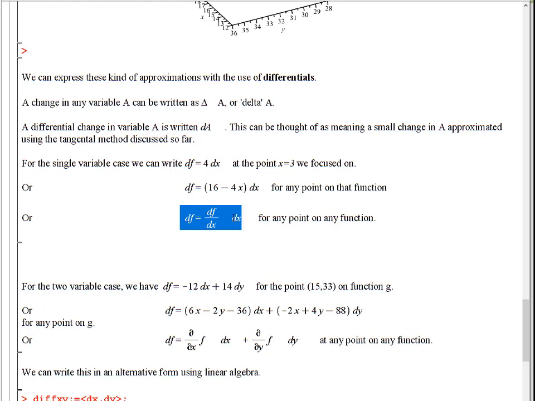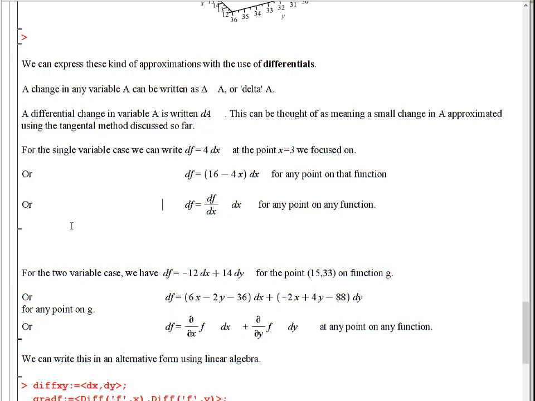So this equation sort of looks as though it makes sense as an equation with fractions, because you can cancel out the dx's, but of course this isn't really quite a fraction, but it looks as though it makes sense like that. So df is df by dx times the change in x, dx, sorry.